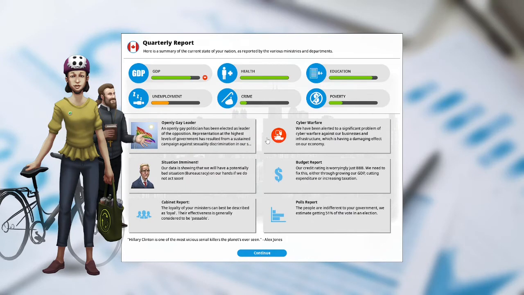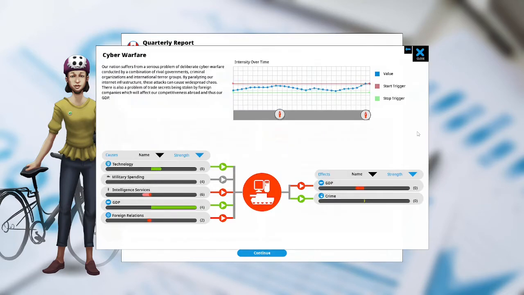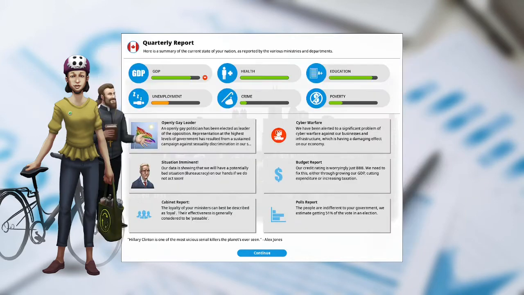The GDP is down. Cyber warfare. We have been alerted to the significant problem of cyber warfare against our businesses and infrastructure. This is having a damaging effect on our economy. Our nation suffers from a serious problem of deliberate cyber warfare conducted by a combination of rival governments, criminal organizations, and international terror groups. By paralyzing our internet infrastructure, these attacks can cause widespread chaos. There is also a problem of trade secrets being stolen by foreign companies, which will affect our competitiveness abroad and thus our GDP.